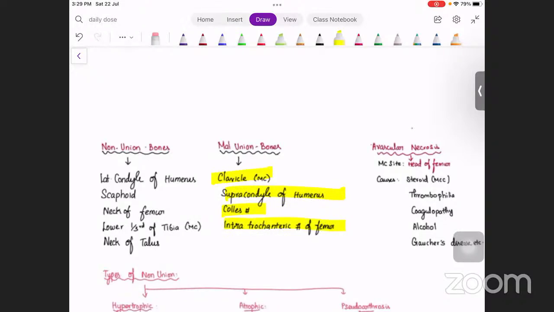the non-union ones are your lateral condyle of humerus, scaphoid, neck of femur, lower one-third of tibia and neck of talus. You may see non-union in these bones. So non-union: lateral condyle of humerus, scaphoid, neck of femur, lower third of your tibia, and neck of talus. While malunion: clavicle, supracondyle of your humerus, Colles' fracture, and intertrochanteric fracture of your femur.